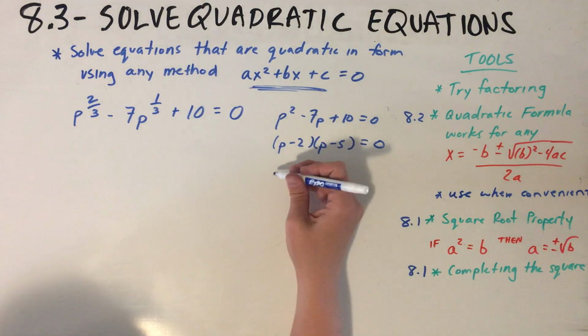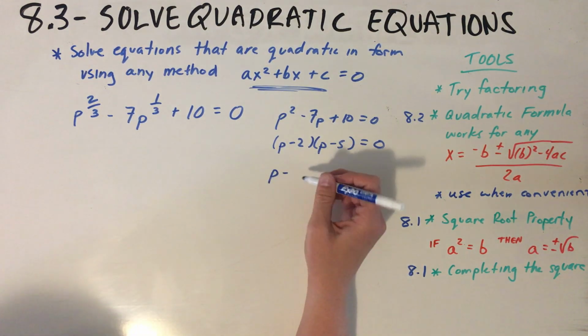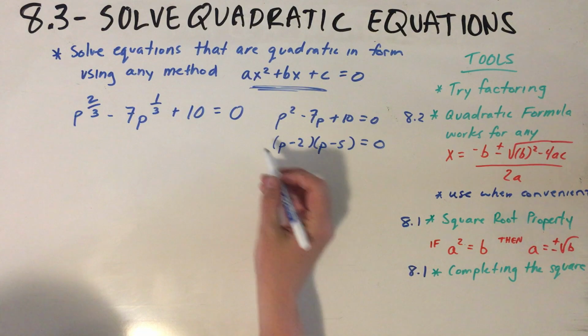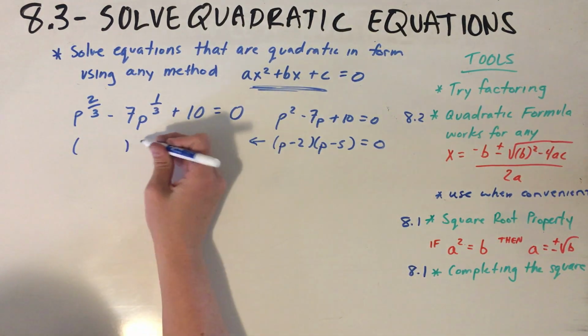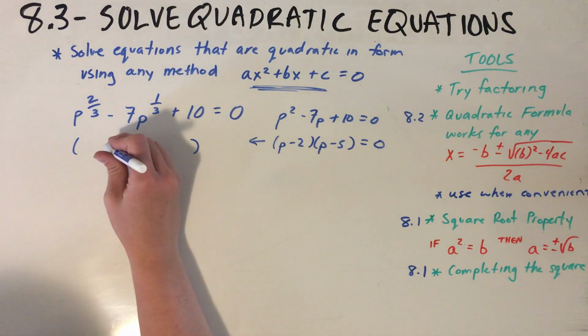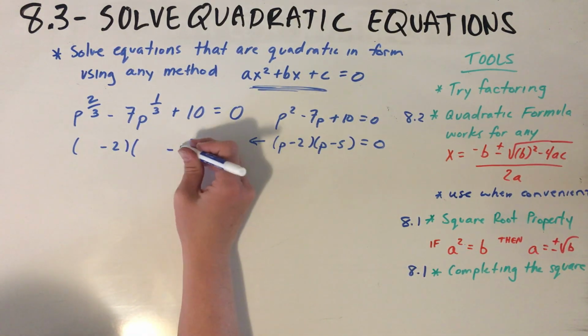Hey, that wasn't hard. So how does this relate to this though? How is this one different? Well, it's going to factor down the exact same way. I'm going to have a -2 and a -5.